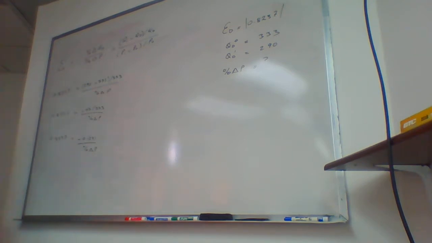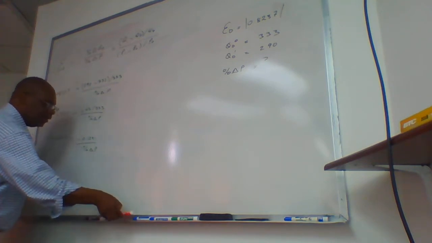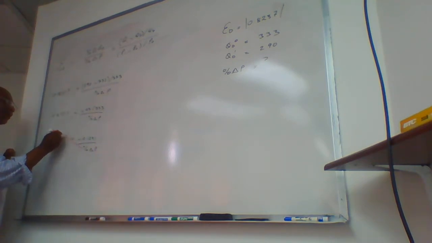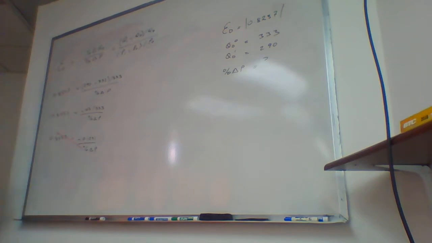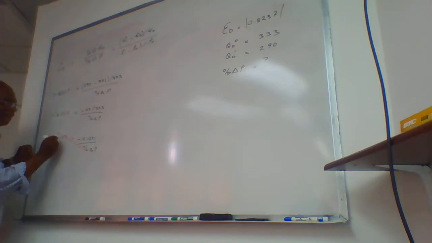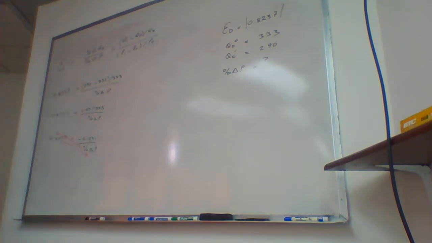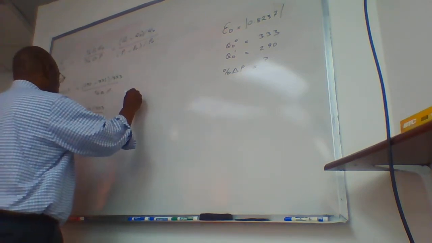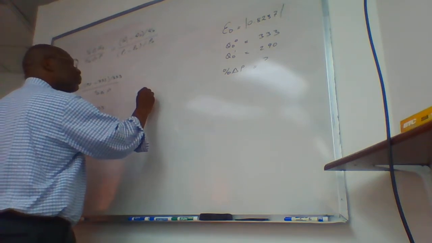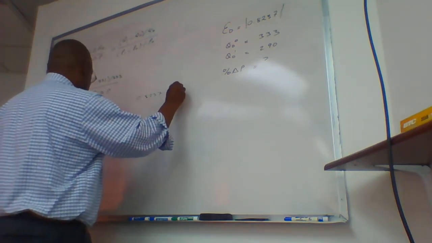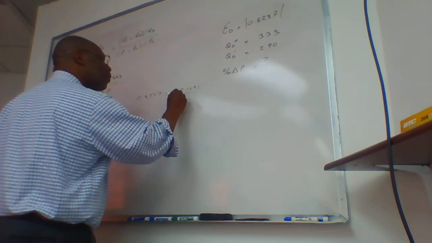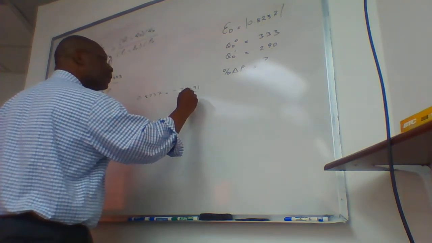Cross multiplication, let's say, let me use a different color. What if I put my P up top there? Bring it on the side. So what do I then do with this? So we divide. Okay, let's do it the long way. 0.8237 minus 0.1291 over percentage change in P.